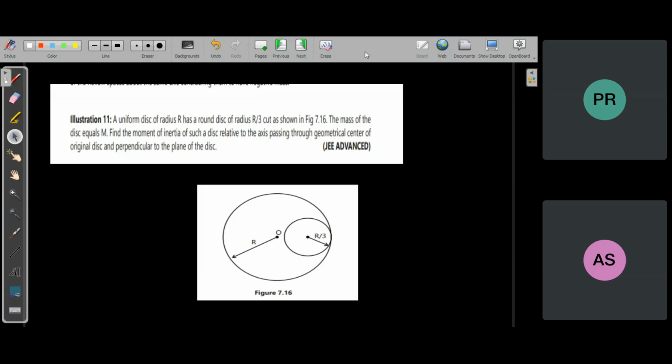Yes, sir. It is the mass after the cut, because the first line says that a uniform disk of radius R by 3 is cut as shown in the figure. So first of all it is cut, and after that they are saying the mass of the disk equals m. So I think it is after the cut. It depends on the language of how they present it.